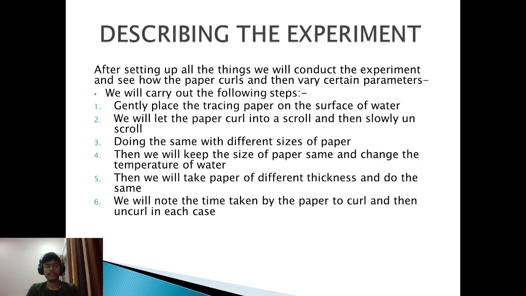Here I have mentioned the parameters which we are going to vary. So first parameter is the size of the paper, so we will do the same with the different sizes of paper, and then we will keep the size of paper same and change the temperature of water, and then we will take paper of different thicknesses and do the same. So we will note the time taken by the paper to curl and uncurl in each case.